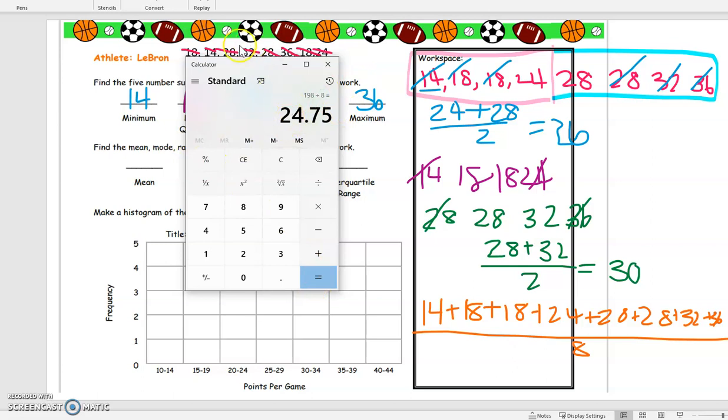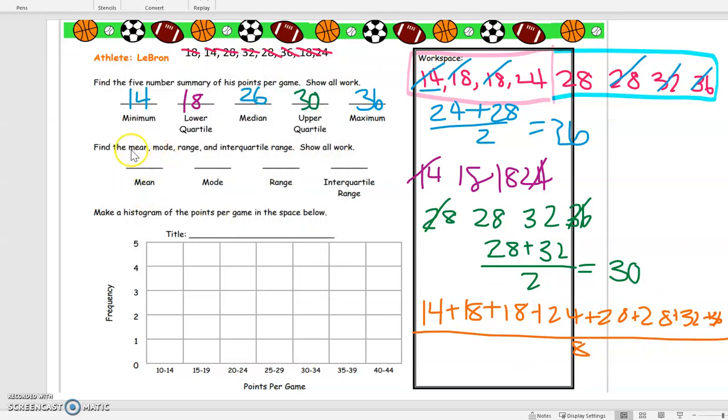Okay, again, you can use a calculator for this step as long as you're showing the work out as I did here in orange. So that's the mean. I got 24.75. Moving on to the mode.